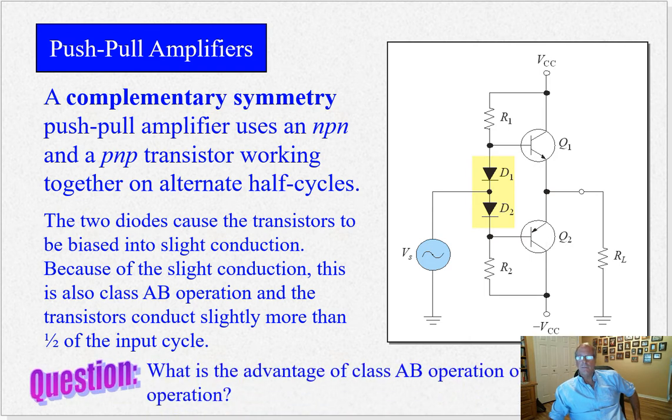What's the advantage of Class AB over B operation? No crossover distortion. They're both efficient, but Class AB doesn't have any crossover distortion, or has less crossover. In practical practice, it has less crossover distortion. Nothing's perfect, so it'll still have a little bit.